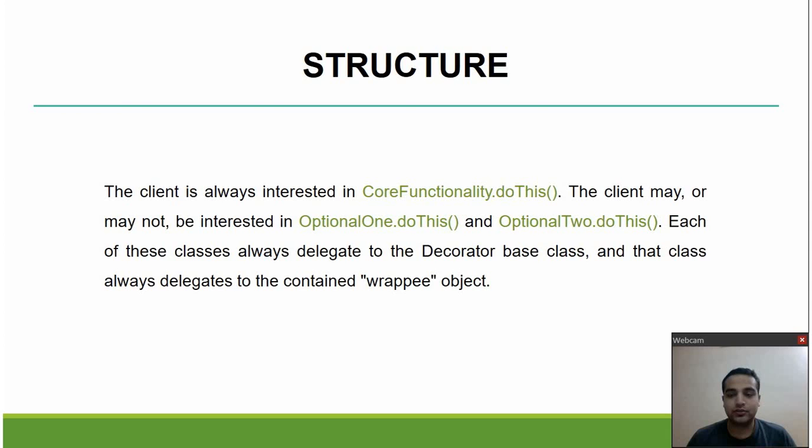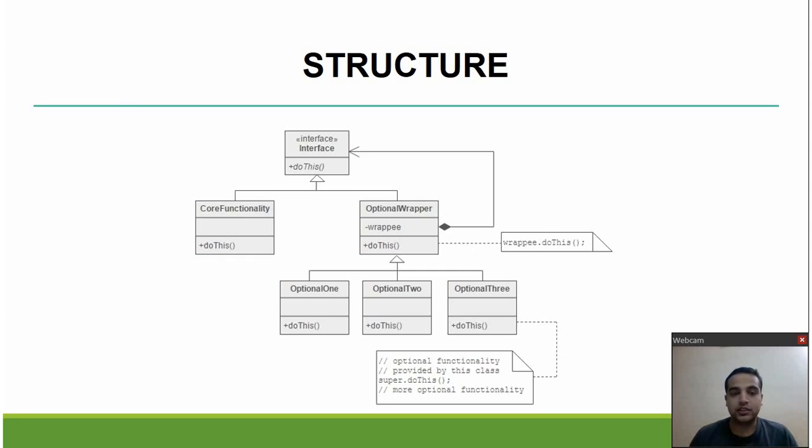Suppose for this example, we take this structure diagram. So we have an interface, core functionality, and then optional wrapper. So if we want some additional functionality which are optional, client will not be very much interested in those, but he will be very much interested in the core functionality, how is it working, and what should be produced from it.